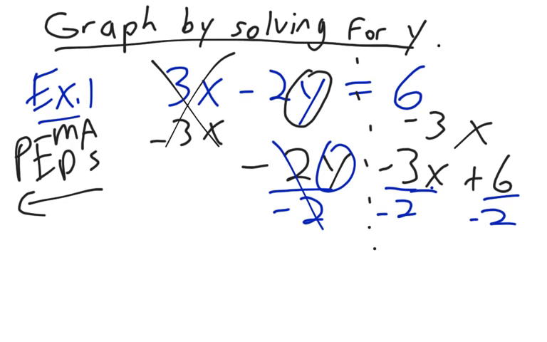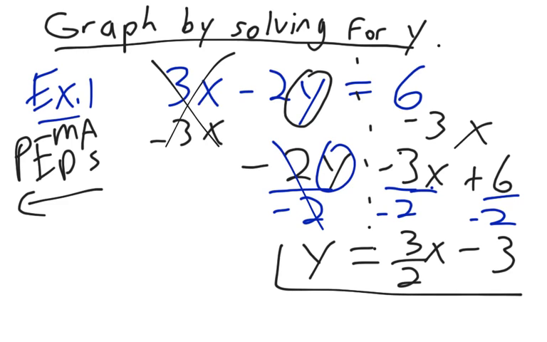And now let's just simplify it and we're done. So y equals, a negative divided by a negative is a positive, so that's just positive 3 over 2x. And then 6 over negative 2 is negative 3. 6 divided by negative 2 is negative 3. So that's how we solve for y. We just use inverse operations.